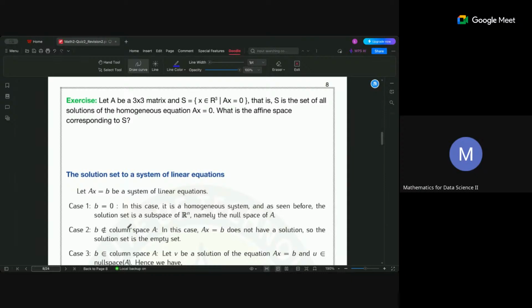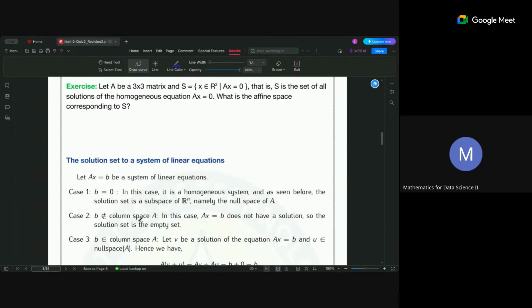Now, if B is some vector which is not in the column space, then Ax equal to B does not have any solution. Then this set X, so here we are considering the set of all X such that Ax equals B.